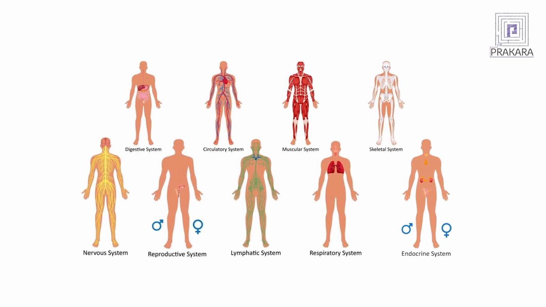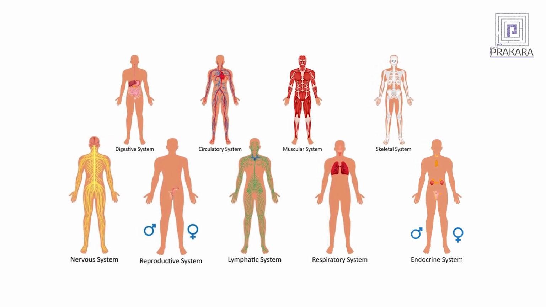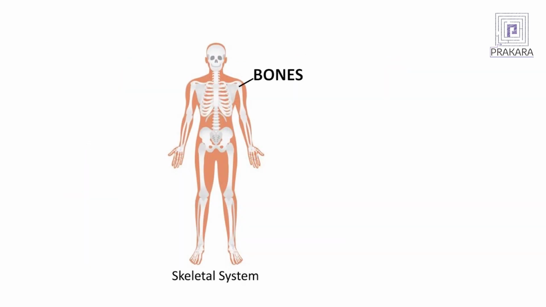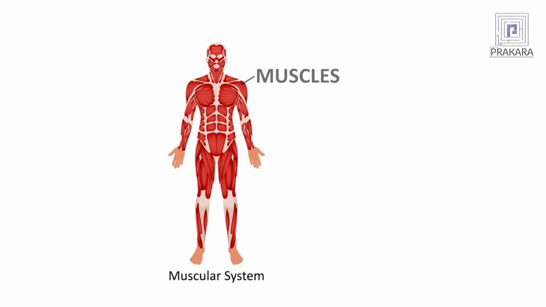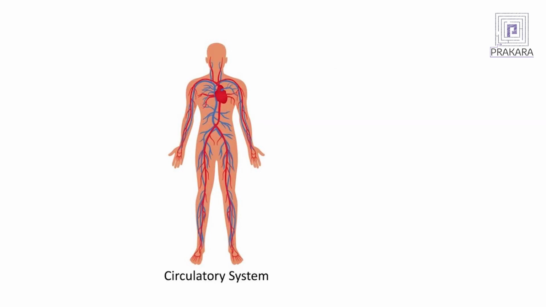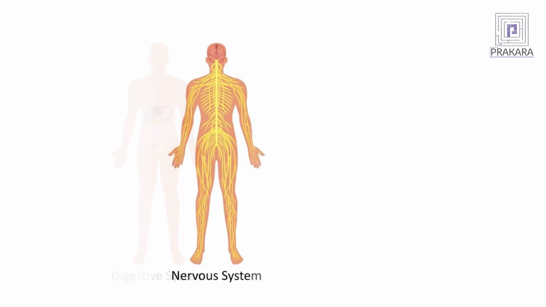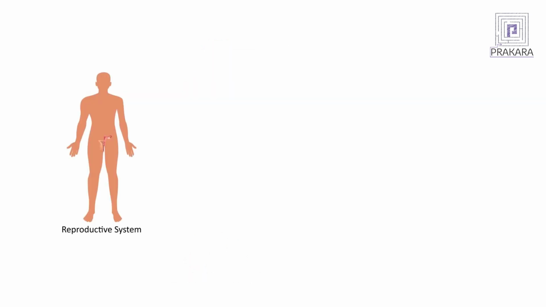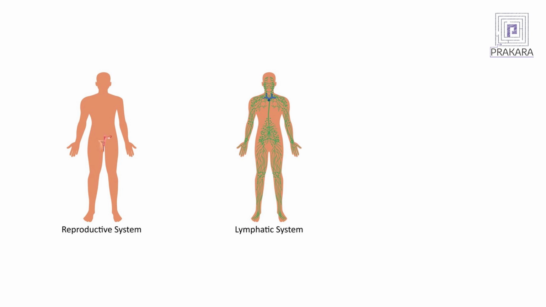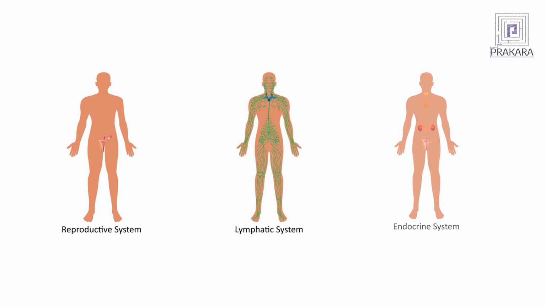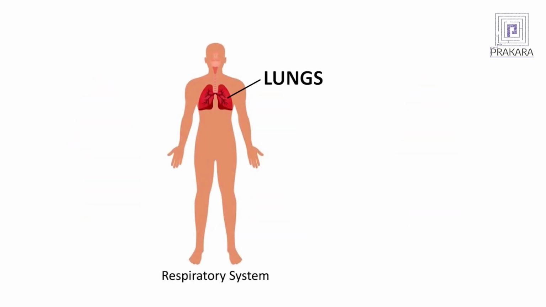As you can see in this slide, the various systems of the body are the skeletal system, which consists of the bones, the muscular system, which consists of the muscles, the circulatory system, which consists of arteries and veins, the digestive system, the urinary system, the nervous system, which consists of the brain, spinal cord, and the nerves, the reproductive system, the lymphatic system, the endocrine system, and the respiratory system, which consists of the lungs.